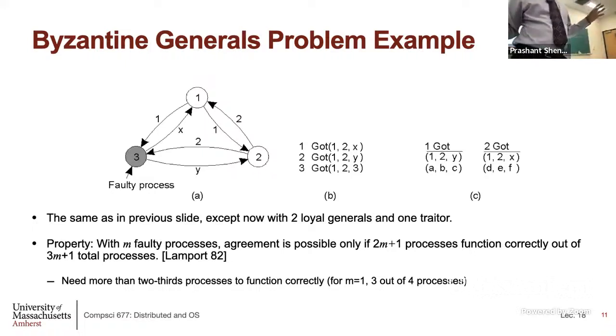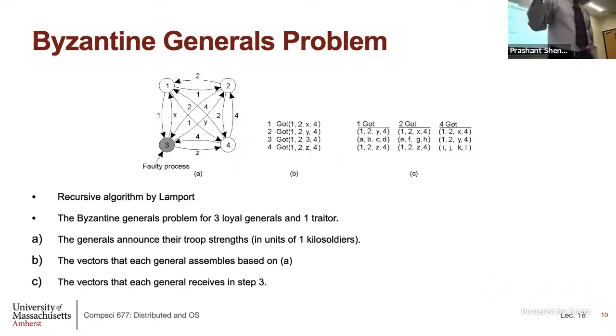So essentially the degree of replication is at least 3M plus 1, which is a very high cost if you think about this. To tolerate one fault, you have 4 times the cost. You'll have 4 servers running, 4 replicas running, just to tolerate one fault.